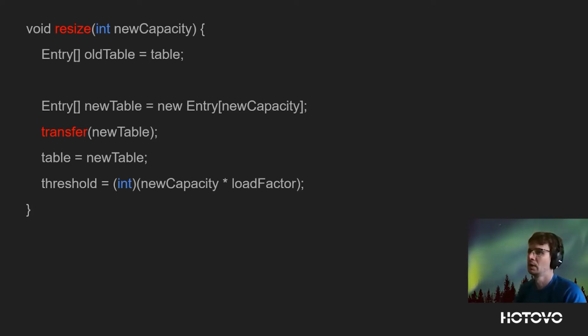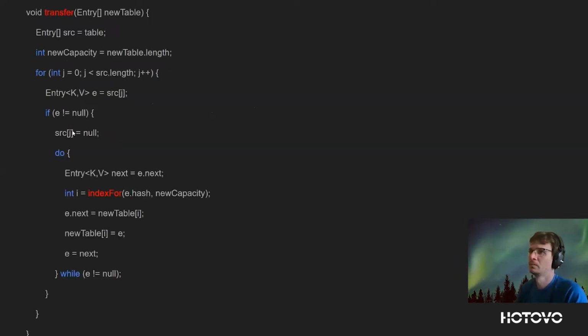And rehash consists of two methods: the resize method and the transfer method. In the resize method, we are creating a new table which contains your buckets with a new capacity, which is basically double the previous one. After this, we are passing this new table to the transfer method, which is going to recalculate the indexes of your buckets and also transfer all the elements populated in the previous table to the new one. This is the transfer method.